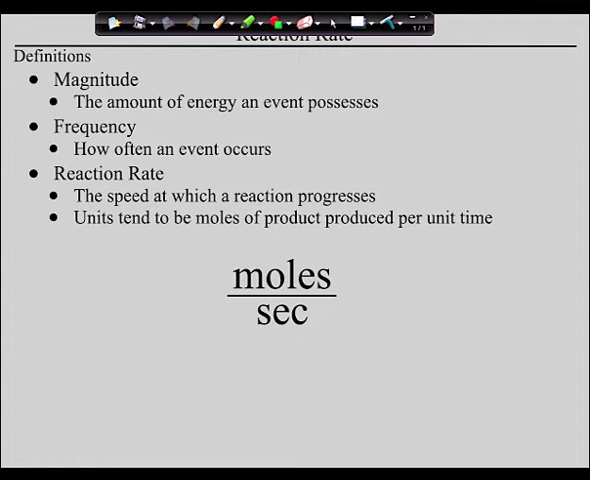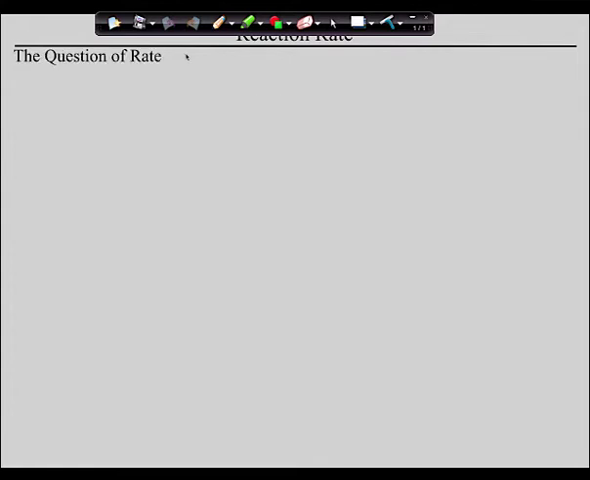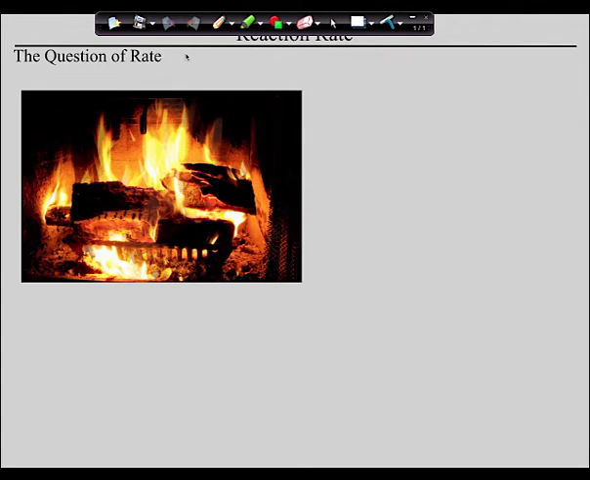All right, you guys all caught up with me? You good? You ready? You understand magnitude is the amount of energy, frequency is how often, and then reaction rate is how quickly a reaction takes place. Groovy? Groovy. All right, so guys, pay close attention to these pictures. Because you're in this class, you're getting smarter. Because you're getting smarter, you should be able to think like a chemist about this.